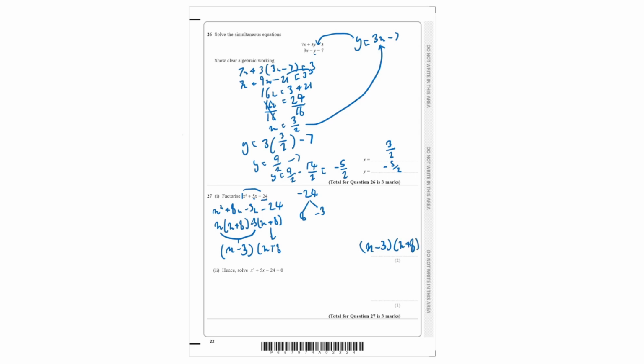Hence, solve x squared plus 5x minus 24 is equal to 0. What that means is the answers that we found here, we simply equate them to 0. x minus 3 is equal to 0. We bring that to the other side. That means x is equal to 3. And we have here x plus 8 is equal to 0. We bring 8 to the other side. x is equal to negative 8.